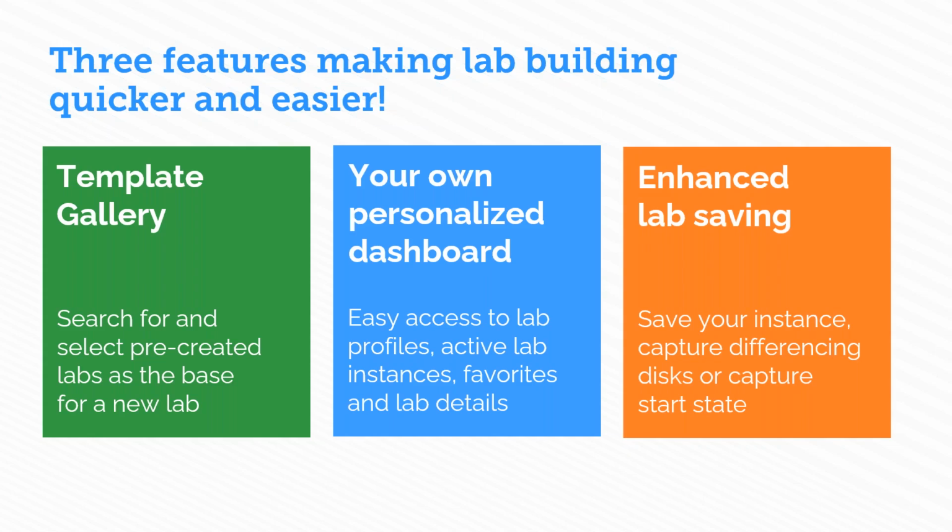And we also have what we call the enhanced lab saving. It used to be that you use development tools to capture differencing disks. Now that's part of saving and committing changes, and we're going to show you how that process works. And it's much simpler and it's much more effective. So you can either save your instance, capture differencing disks, or capture start state if you have the permissions to do that.